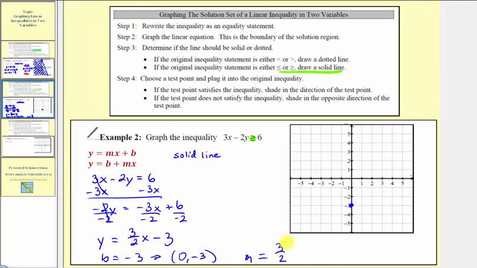Because the slope is positive 3 over positive 2, to find additional points we would go up 3 units and right 2 units. And again, we'll do this several times. Up 3, right 2, up 3, right 2.